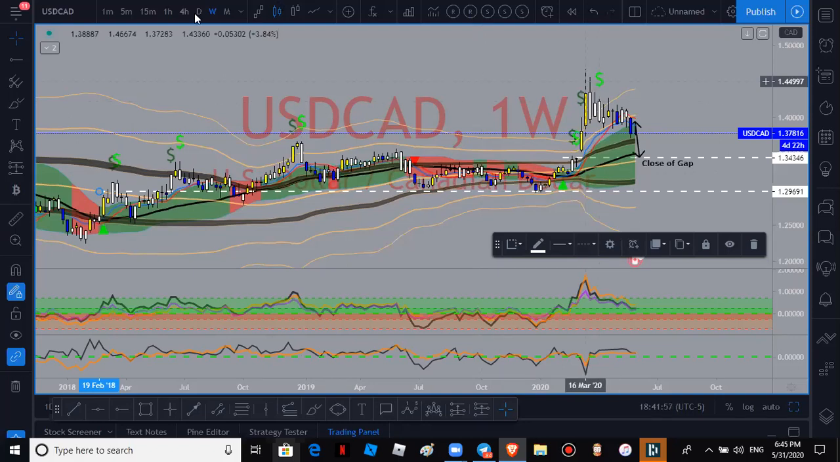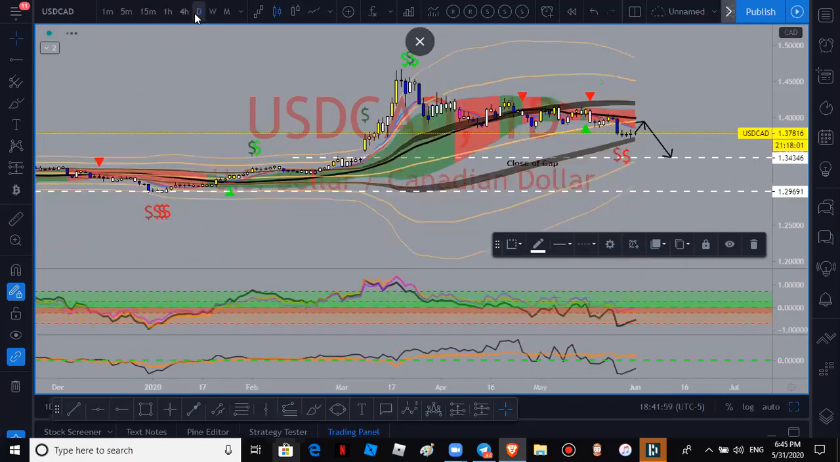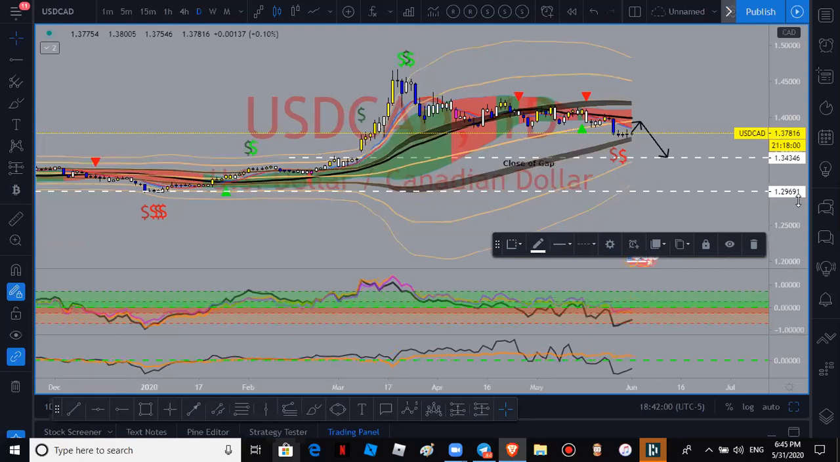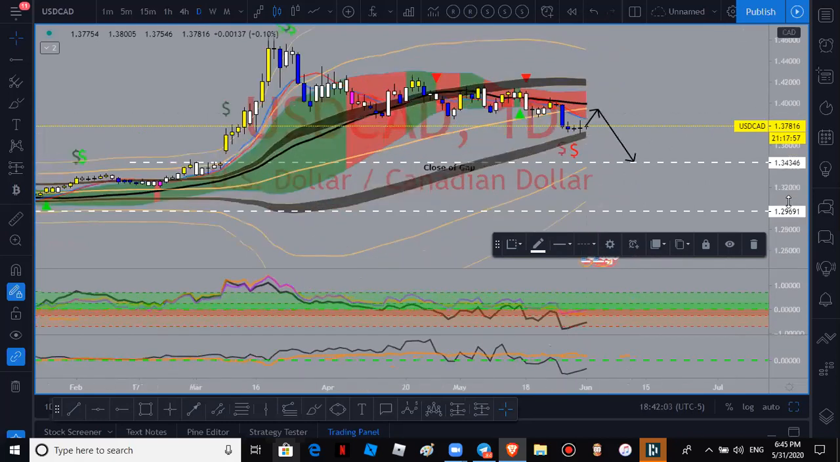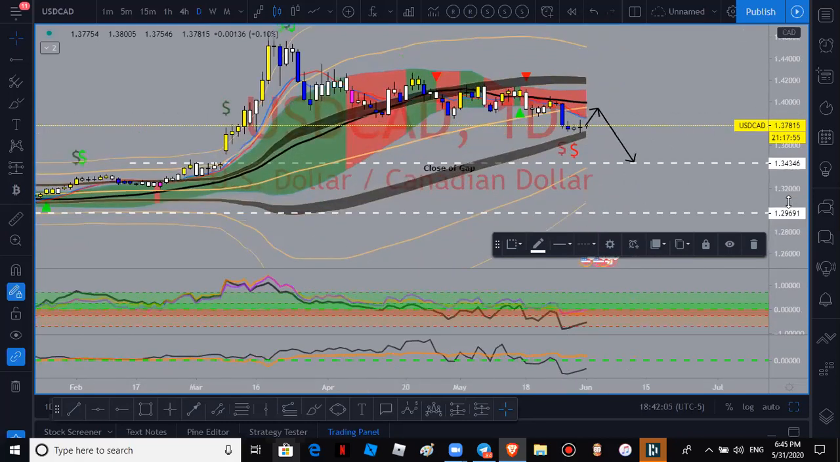So technically speaking, USD CAD is definitely in the uptrend, but what's the point of trying to catch a change of trend if you're not catching it from the top? If you want to sell high and buy low, trying to sell in the middle won't be really beneficial.